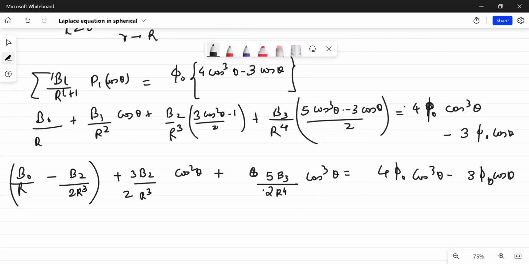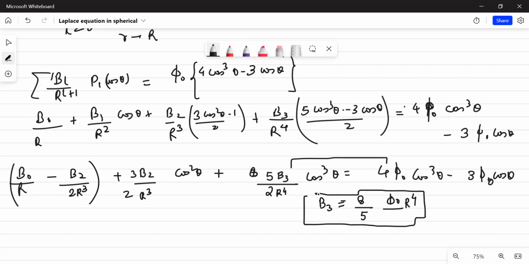And if this remains my expansion, what I can do is equate both sides, and I can find B3. So my B3 is, I think, if I correctly solve it, then B3 would be from here. I mean, compare these two up. So this will be, I think, 8 over 5, and then some phi naught, and this will be some r raised to power 4 also. Is that clear? So this is your B3, 8 by 5 phi naught into r raised to power 4. I think it is fine.